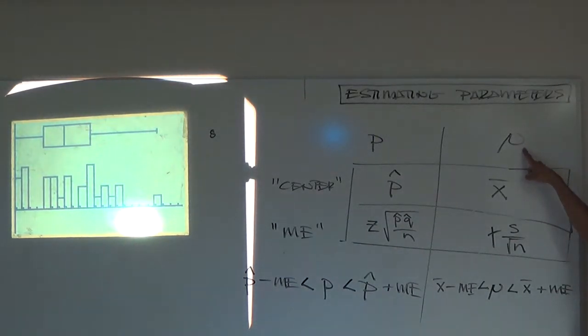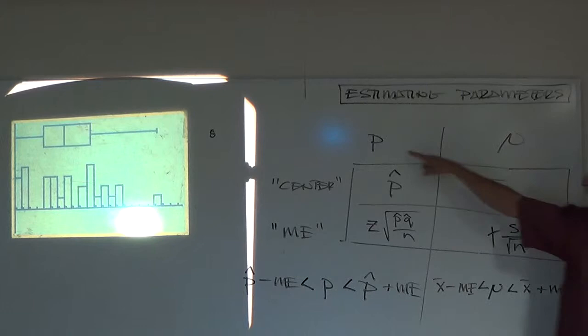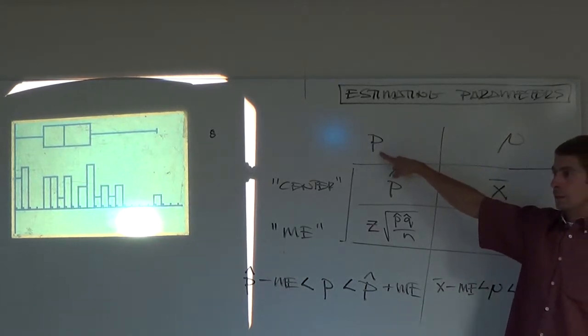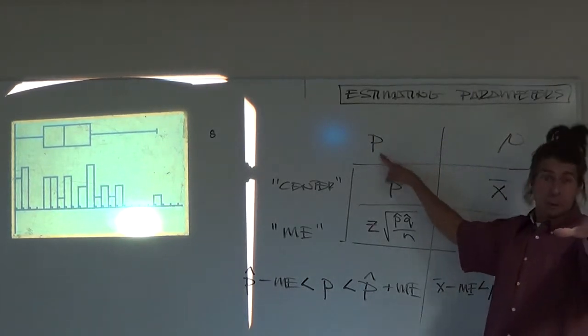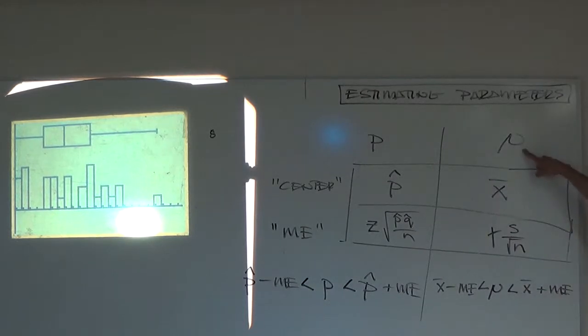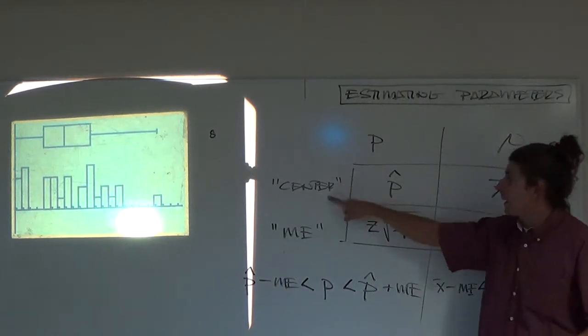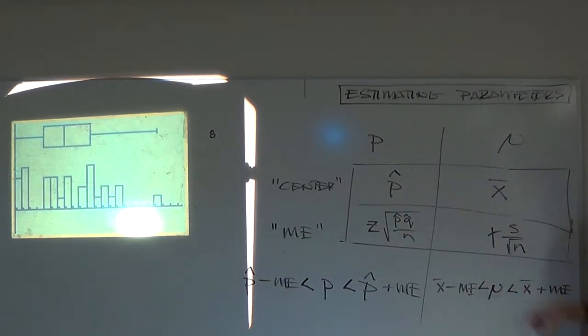Why do we have both of them? What do we estimate? What kind of data? A proportion was always discrete data. What kind of data usually? Almost always continuous. Can be discrete as well. We'll get back to that on Tuesday. The center, p hat or x bar.